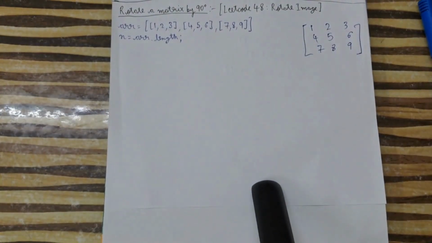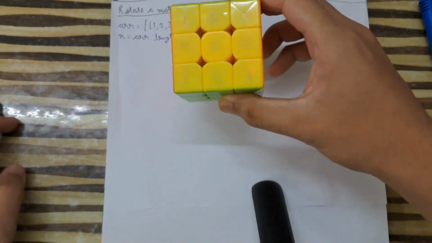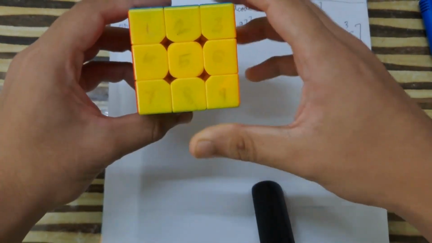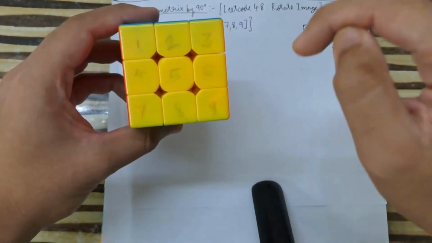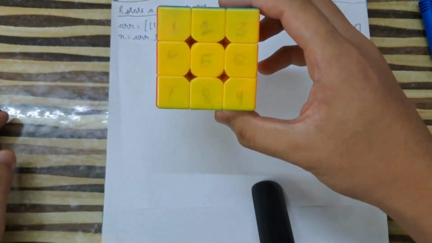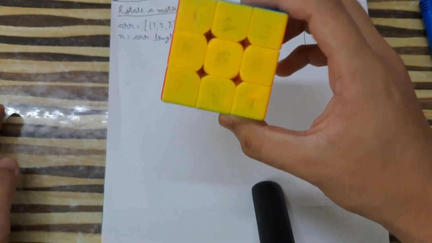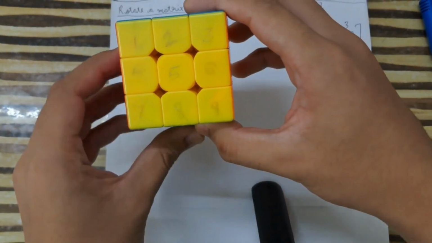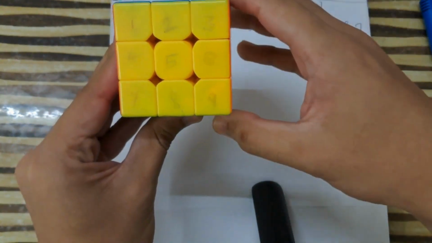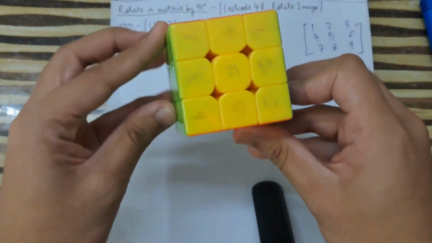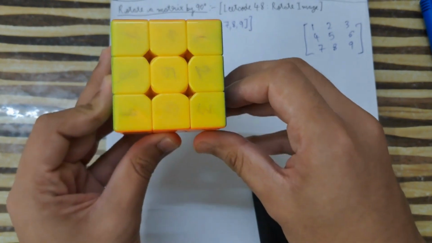So for you to visualize, I have this cube right here. In this you can see that I have marked 1, 2, 3, 4, 5, 6, 7, 8, 9. So this is the matrix. Now to rotate this array, we just have to tilt it 90 degrees towards the right. Just like this. So this is the new array that we want.